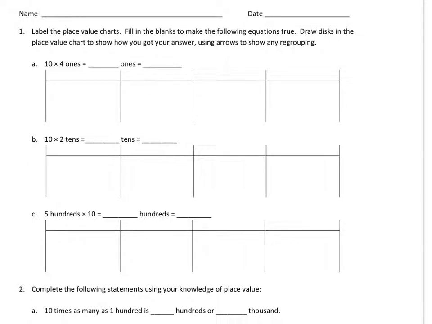Okay, so on tonight's homework, this is lesson 1.1. This is the homework that students have from Monday at school and should be returned tomorrow. The first thing that students want to do is label the place value chart. The place value chart starts for our students right now in the ones place, the tens place, the hundreds, and then thousands.